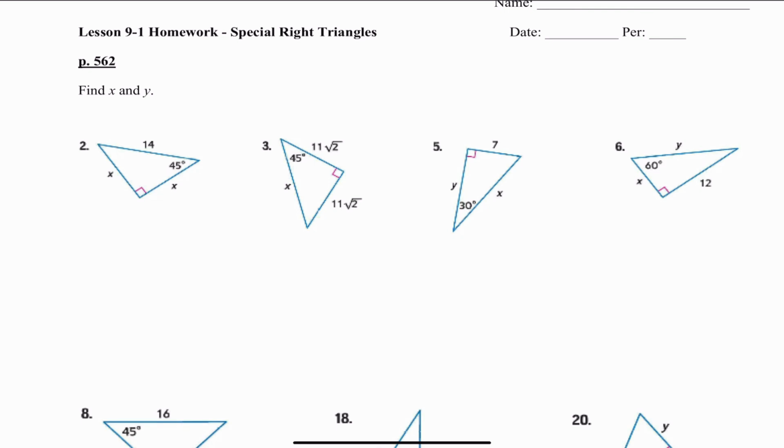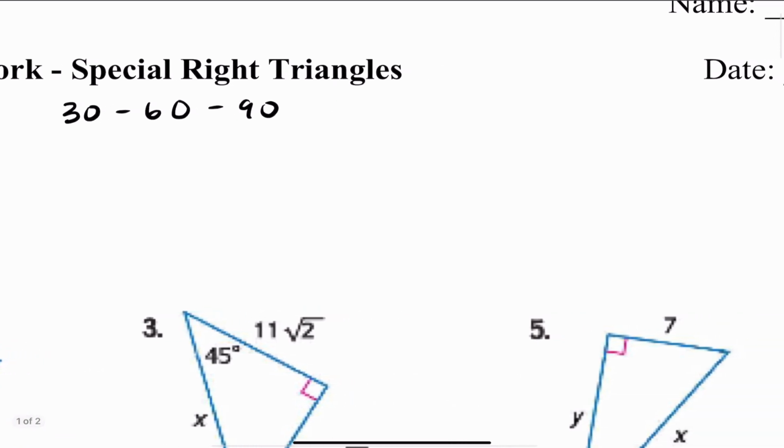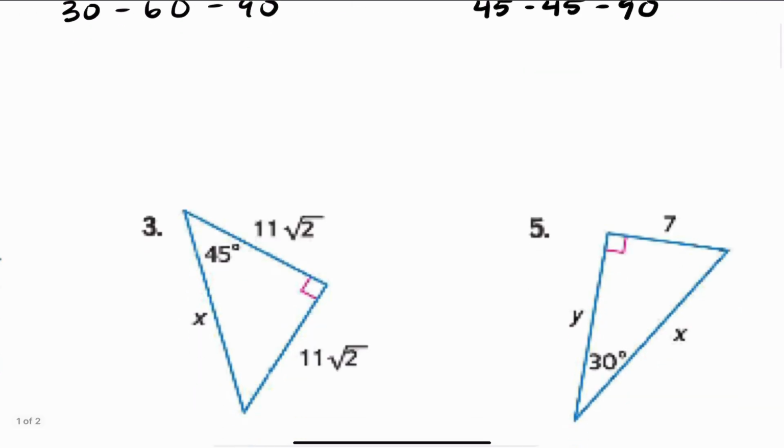Okay, let's go ahead and discuss the Lesson 9-1 homework assignment. Okay, so remember, there are two types of special right triangles. One, you have the 30-60-90 triangle, and you have the 45-45-90 right triangle.